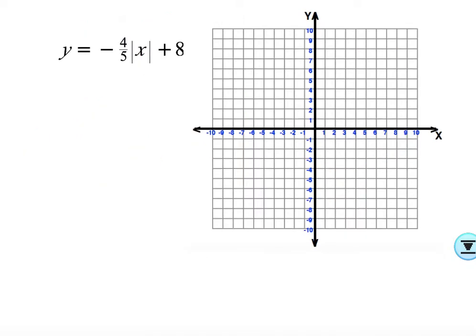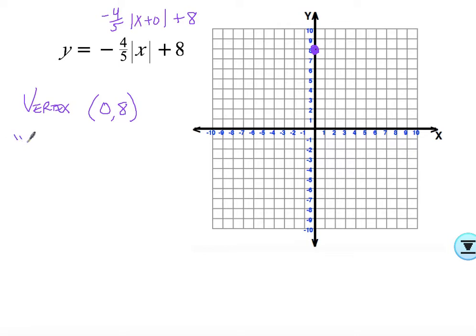All right, this one. Let's start with the vertex. Again, we're going to look on the inside, and there's no number on the inside. Technically I could say it's a +0, if I was going to write this equation out. The opposite of 0 is still 0, and then keep that outside number the same. So my vertex is (0, 8), which means I'm going to start up here at 8.